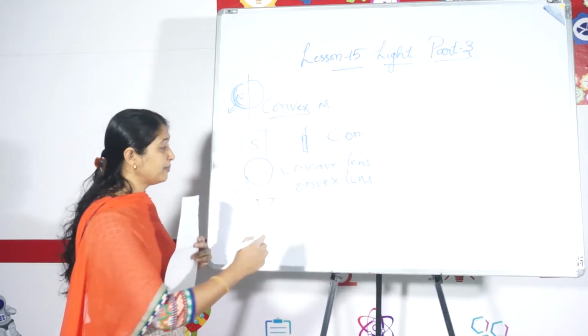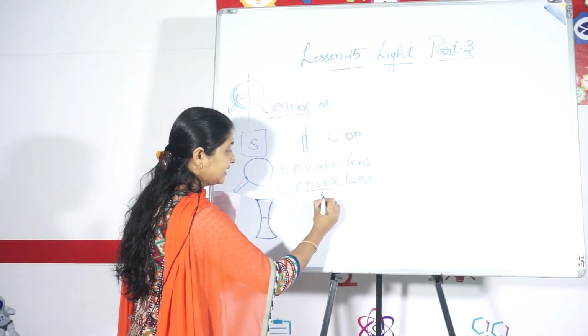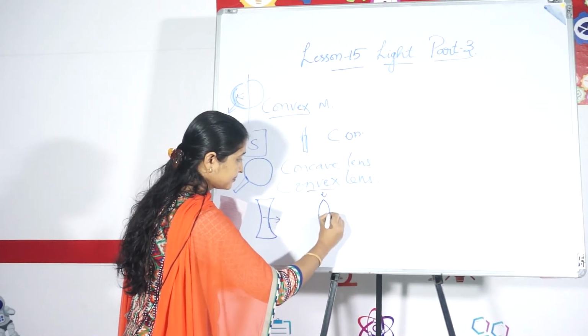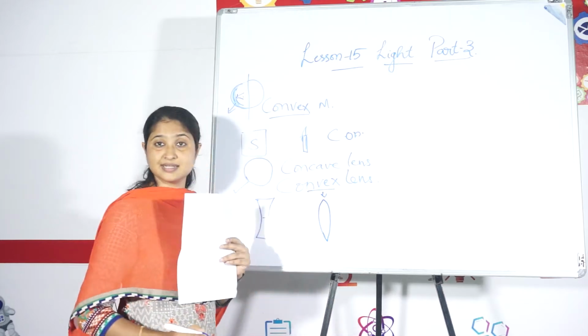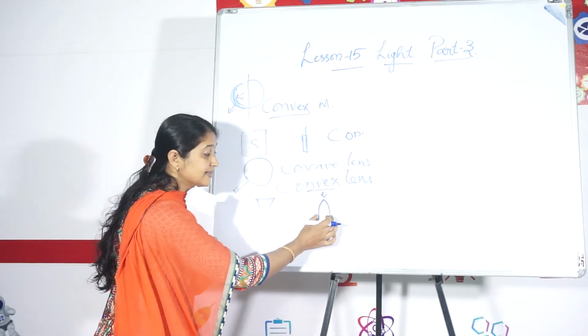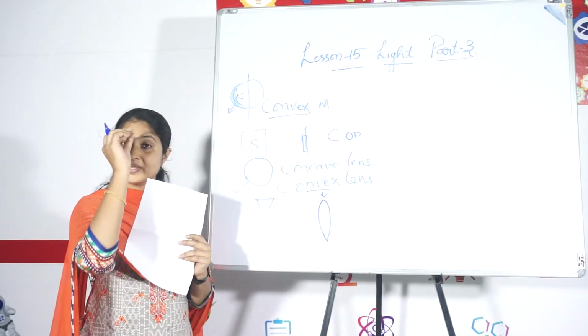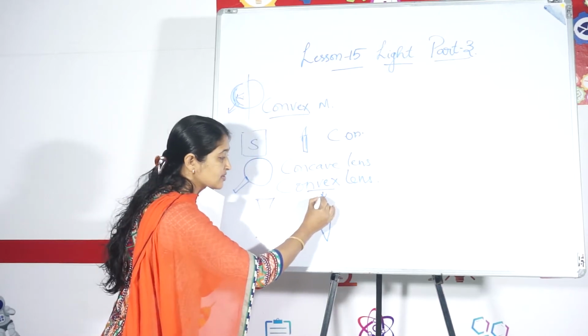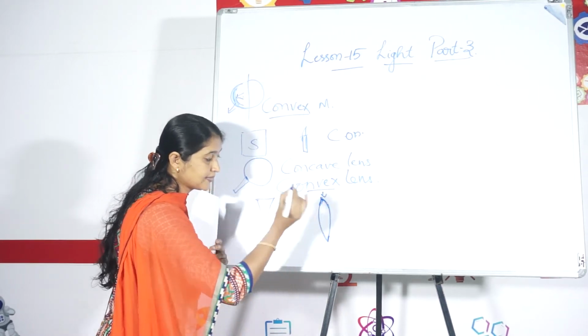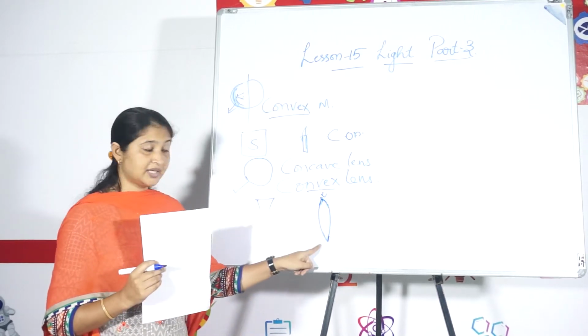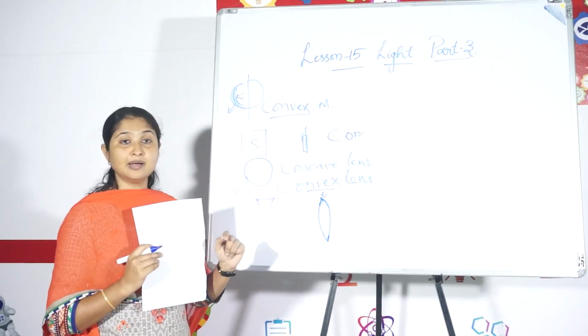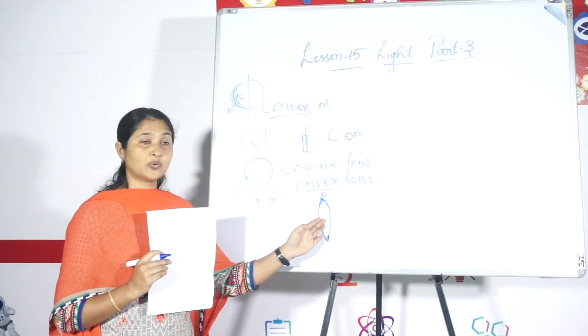Now what is the shape of the convex lens? It is like this. That is, thick in the middle and very thin in the edges. So these are the edges. You can see it thin over here and it is thick in the middle. This is the convex lens.